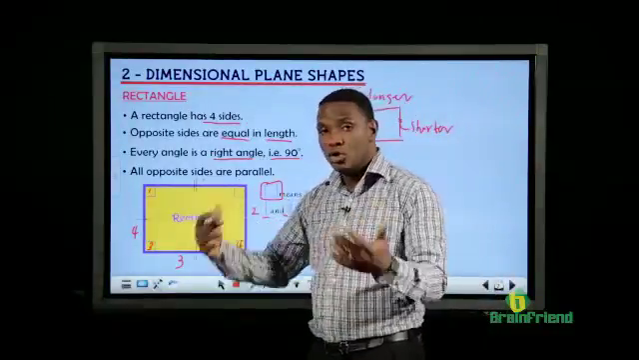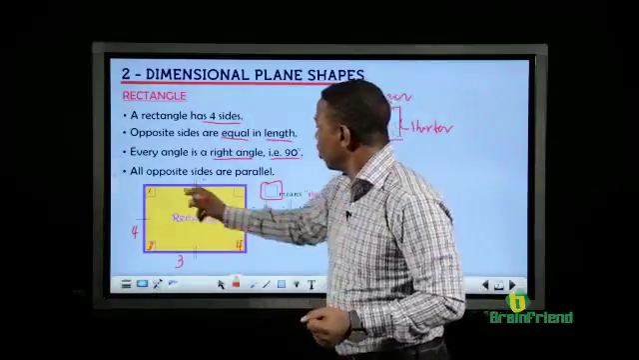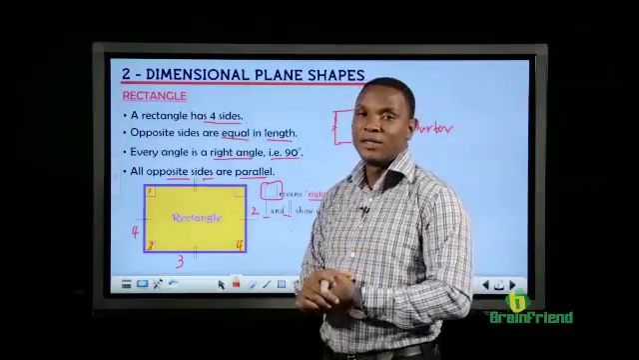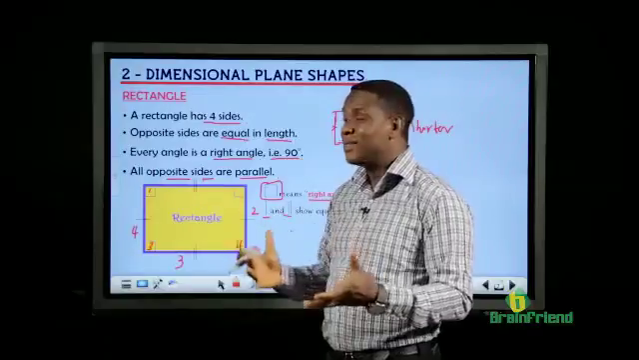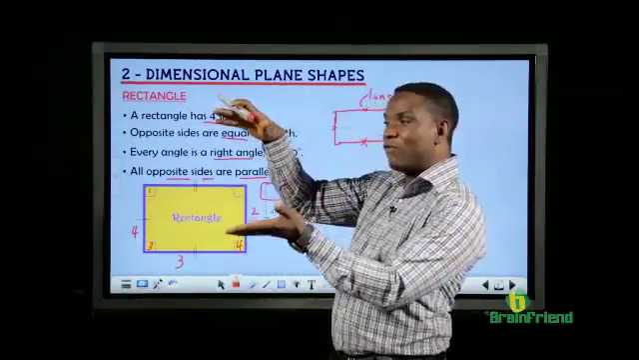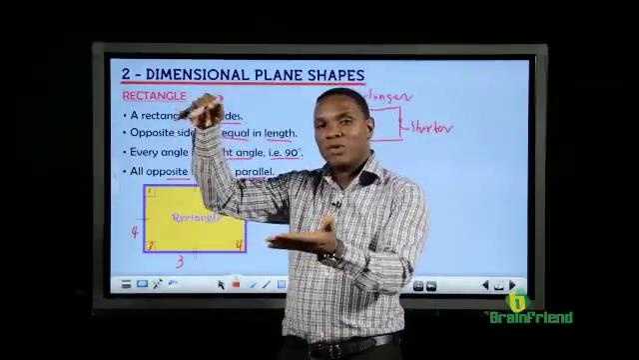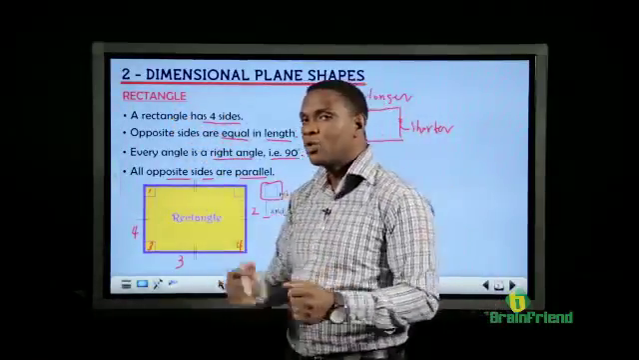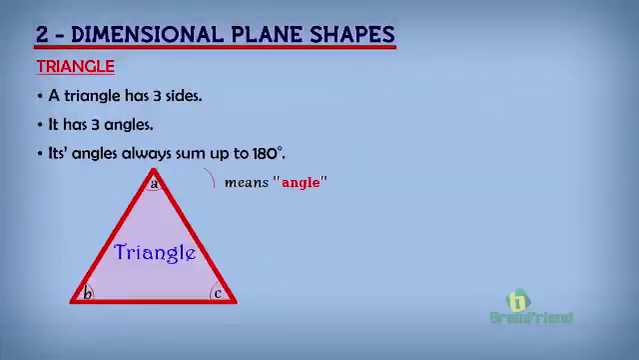And lastly, just like our square, the opposite sides of a rectangle are parallel. So now we know what a parallel line is. Parallel lines are lines that are traveling in the same direction and will never at any point cross each other. Let's go on to learn about other exciting shapes.